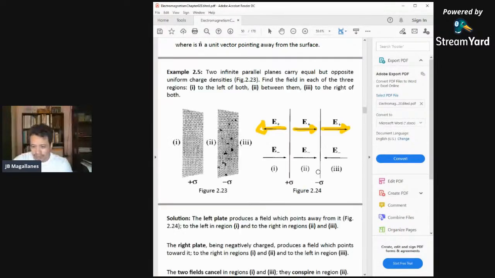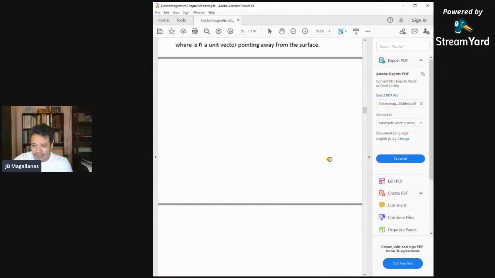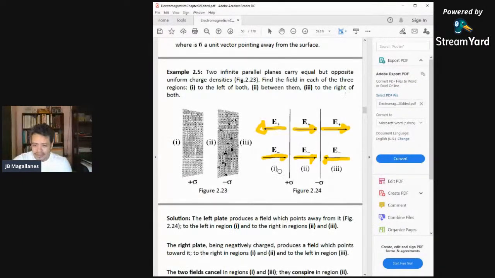So it will produce in this region, this negative charge density here, which will produce a field going in this direction. And also, it will produce a field going in this direction. And of course, the same as in this region I. So what happens? In the region I, the two electric fields will cancel because they are opposite in direction. In the region II, they add up because they are in the same direction. So you have an electric field in region two. In region three, you have a field that's canceling each other as well.